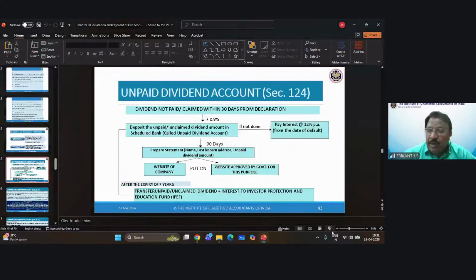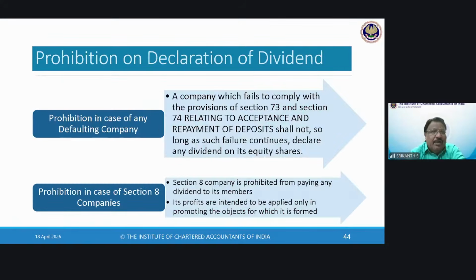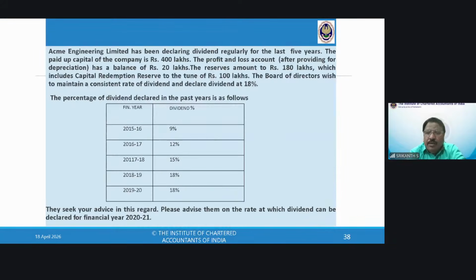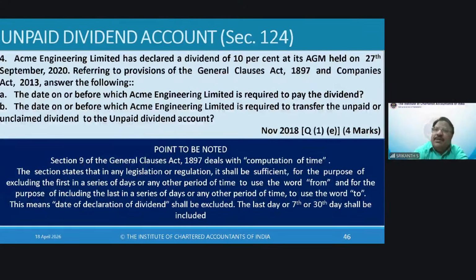So the next point that we have to see is: ICAI Engineering Limited has declared a dividend of 10%. As we saw, you remember ICAI, our friend ICAI. So we said you can only declare 10%, right? So that fellow said, okay, sir, I will declare like that. And this fellow declared 10% dividend at its AGM on 27 September 2020. Good show. Now, referring to the provisions of the General Clauses Act 1897 and Companies Act.